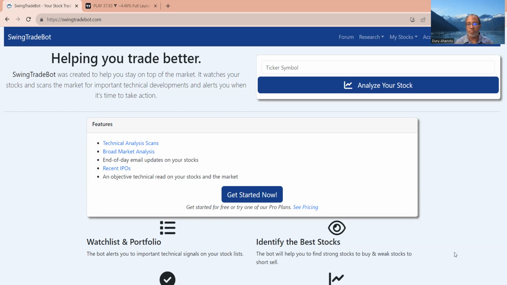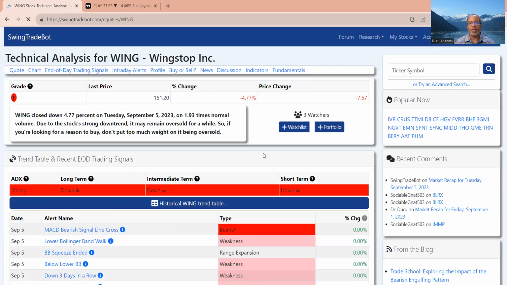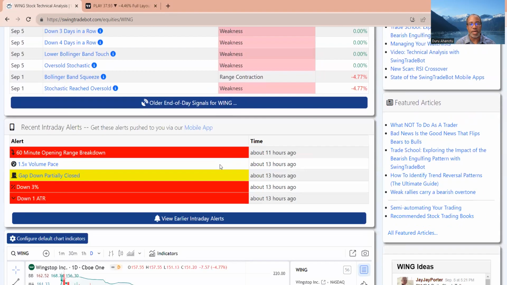So I'm going to go in here and pretend that I don't know the sector of the stock that I'm interested in, but I know that I want to look at stocks in that sector. So the stock of interest is Wingstop, ticker WING. I type that in and I click on analyze. And you get a whole bunch of information here. I'm not going through these right now, but the main thing I'm interested in is what sector Wing is in, because I want to see what's going on with these stocks.